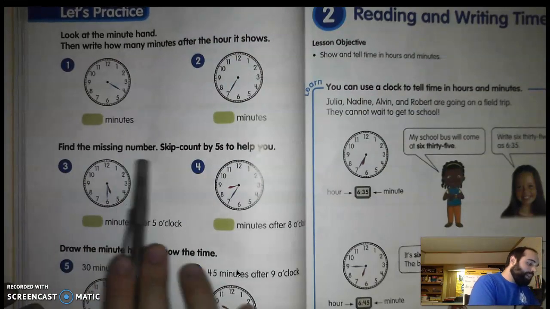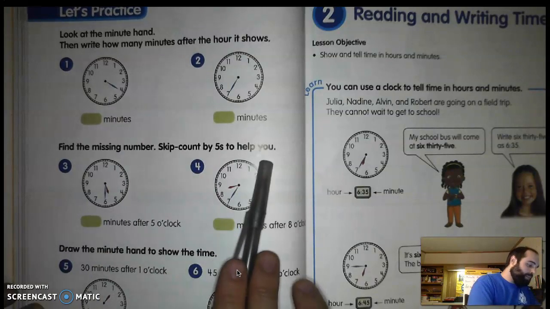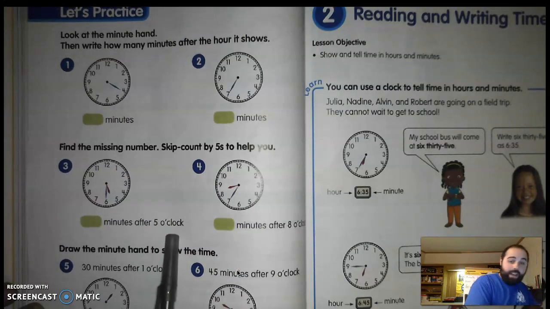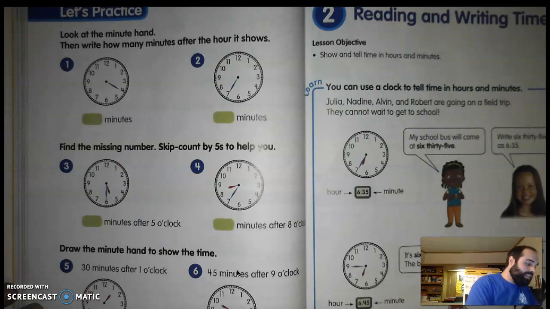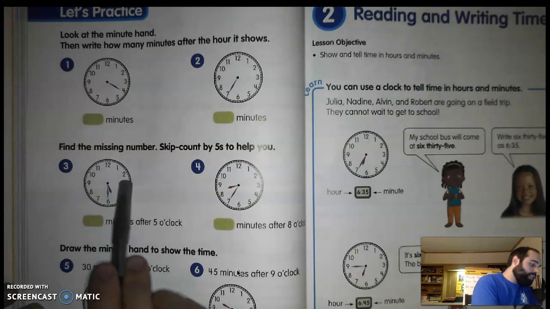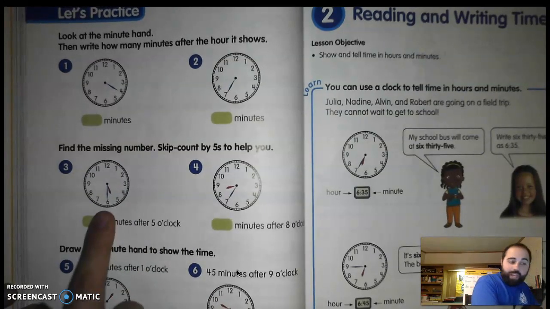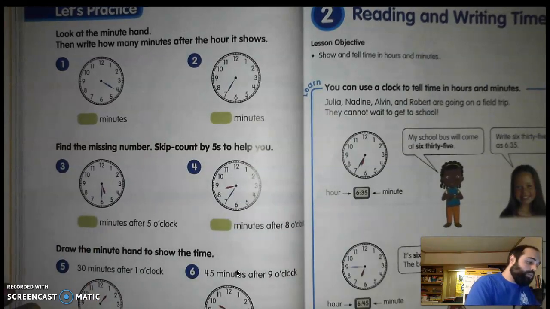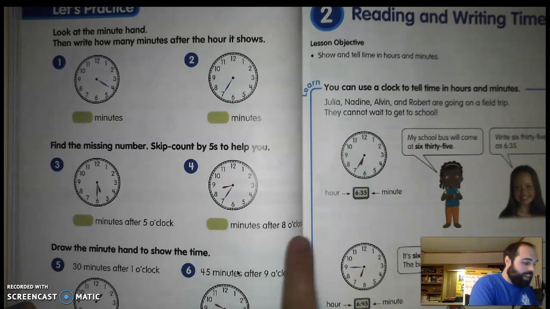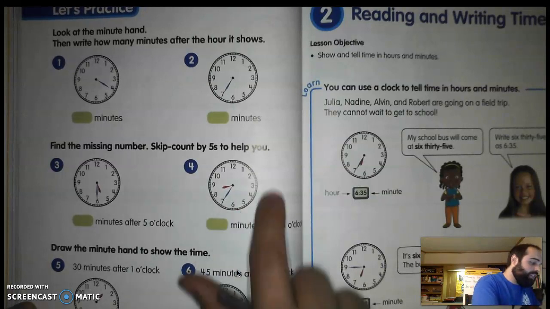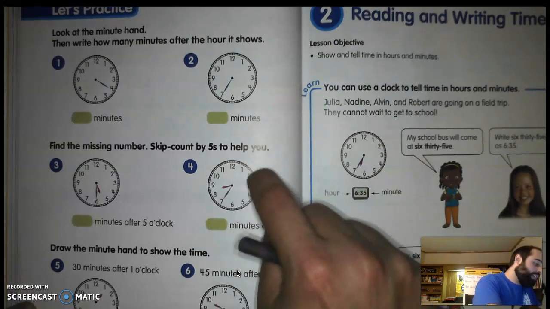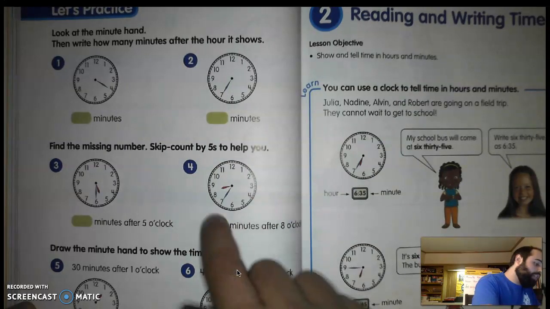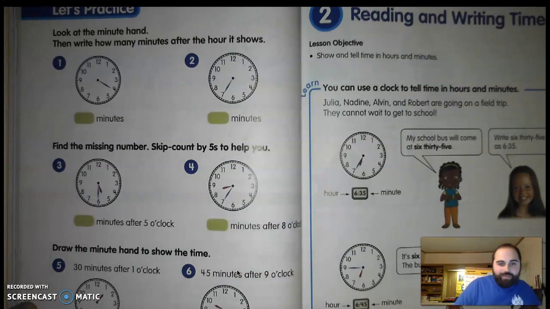Find the missing number. Skip count by fives to help you. How many minutes after 5 o'clock? So think about what the clock would look like if it was at 5 o'clock. So you're skip counting to figure out how many minutes that minute hand is pointing at. And the same thing for this one. How many minutes after 8 o'clock? Again, you're going to be thinking about that minute hand being back up at the 12 and then skip counting until you get to where your minute hand now is.